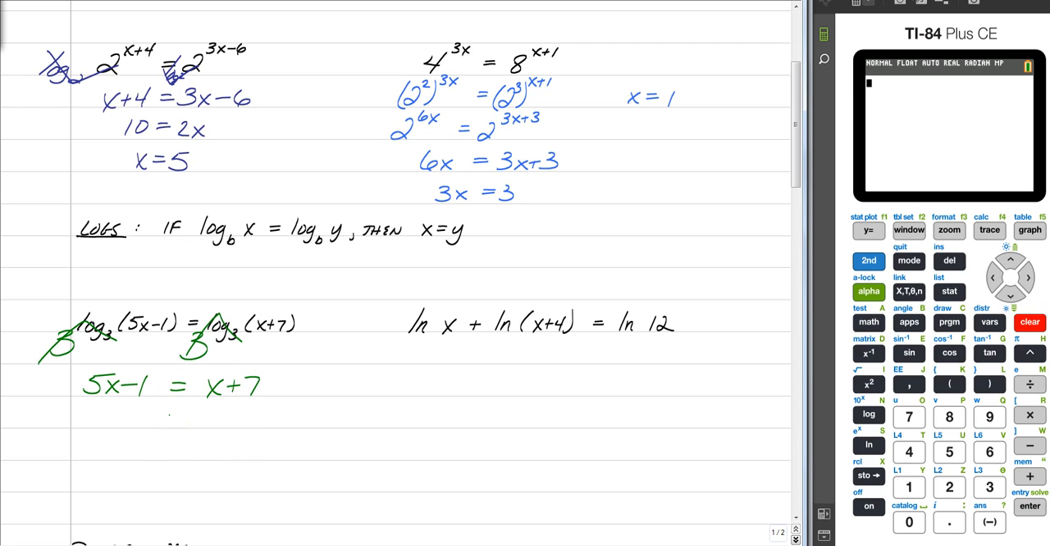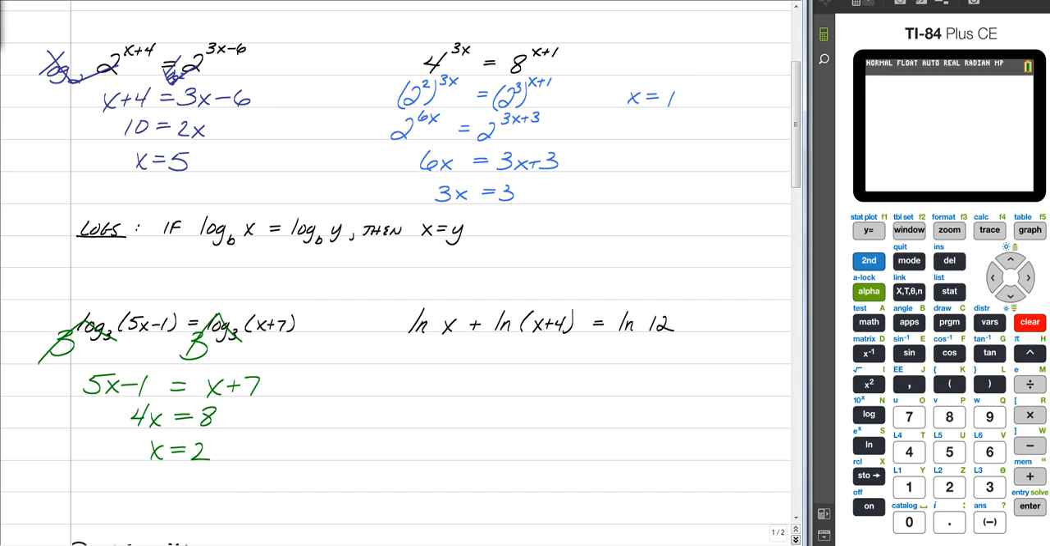And now, of course, you just finish solving. So you end up with 4x is equal to 8, so x is equal to 2. Make sure you substitute it back in, because remember, you cannot take the log or a natural log of a negative number. So we have 10 minus 1 is 9, and 2 plus 7 is 9, and we can actually take log base 3 of 9, which is actually 2. So it works out just fine, okay?